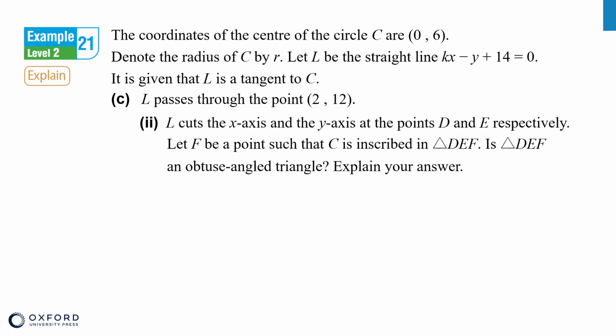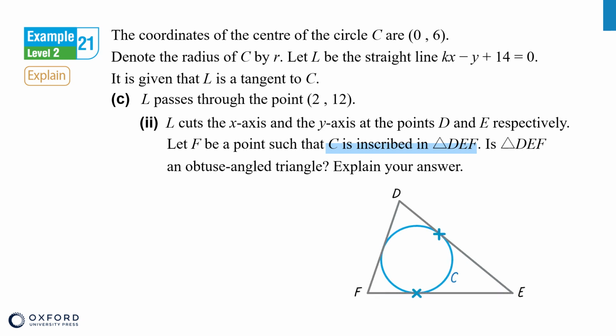For C2, L cuts the x-axis and the y-axis at the points D and E respectively. And there is a point F such that C is inscribed in triangle DEF. Note that C is inscribed in triangle DEF means that C touches each side of triangle DEF at exactly 1 point. We need to determine whether triangle DEF is an obtuse triangle and explain it. To have a better idea of what C and triangle DEF look like, let's sketch it out.